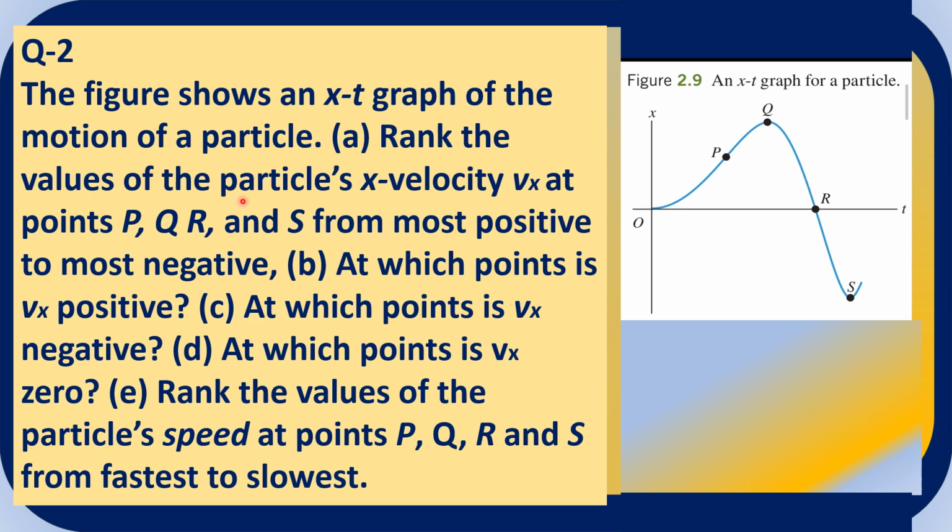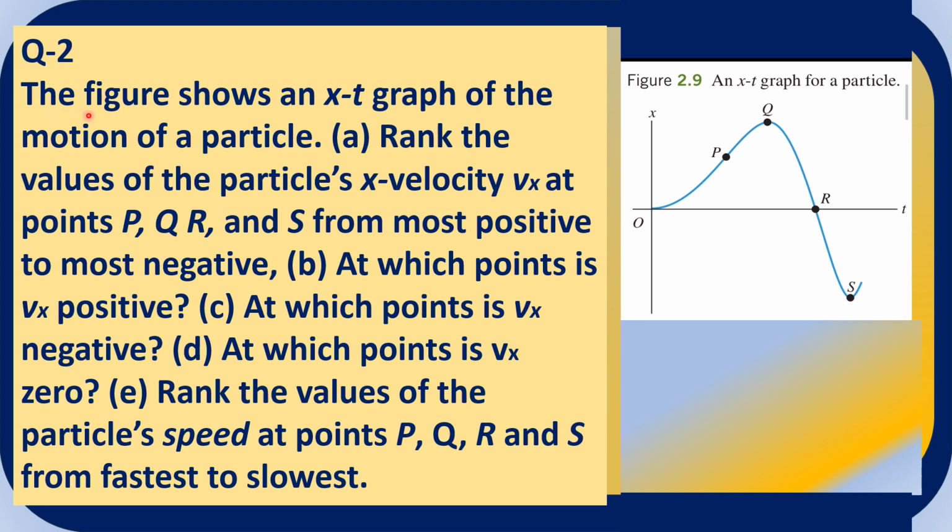I hope you were able to see the difference between positive average velocity and negative average velocity. In the next question, question number 2, you will also be able to see the difference between positive instantaneous velocity and negative instantaneous velocity based on a displacement time graph. And likewise, you'll be able to see the difference between instantaneous speed and instantaneous velocity.